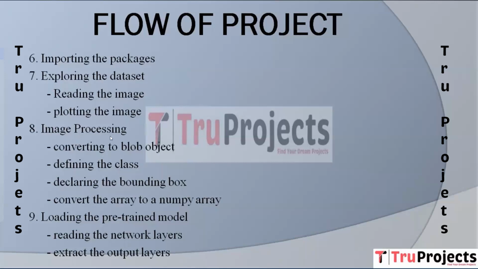Then we have image processing, converting to blob image objects. In this, converting images to blob objects, defining the class, specifying the class of the object, declaring the bounding box, defining the bounding box for the object, and converting the array to a NumPy array, converting array data to a NumPy array. The next step is loading the pre-trained model, reading the network layers, loading and reading the layers of the pre-trained model, and extracting the output layers of the pre-trained model.